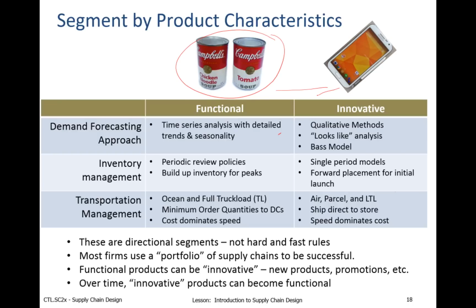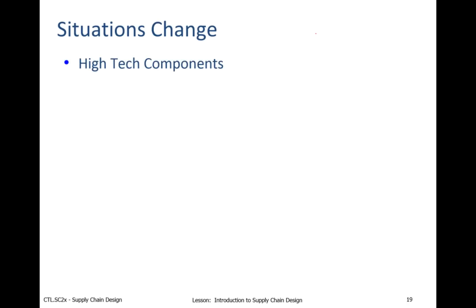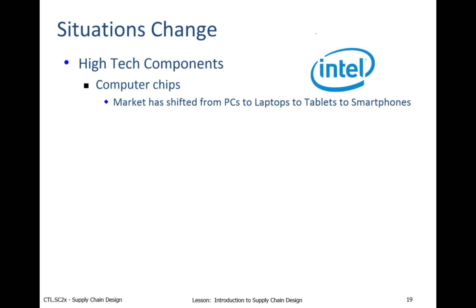Over time, the same thing can happen in reverse. Innovative products can become functional. And so why can that happen? Well, let me give you some examples. So let's look in the high-tech world, and this is where it happens a lot.